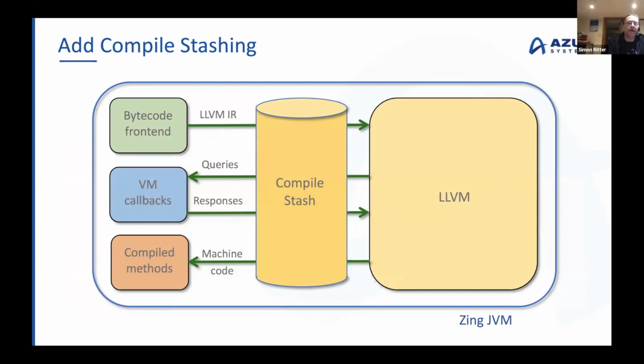So that way, if we find that we've got the same method that we're compiling and we know that the profiling information matches, so it's sort of like a fingerprint, then we can eliminate the need to get LLVM to do the compilation, and we can simply pull the information out of the compile stash and get that much more quickly because it's already been compiled. So we just take it out of the stash and give it to the VM to use.